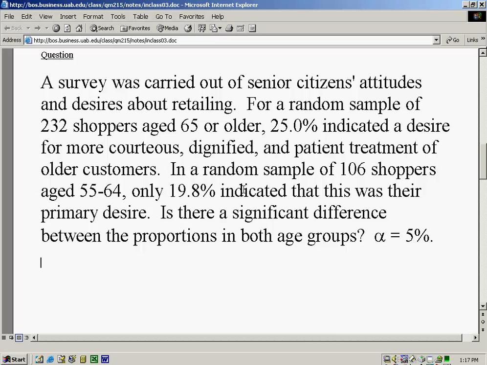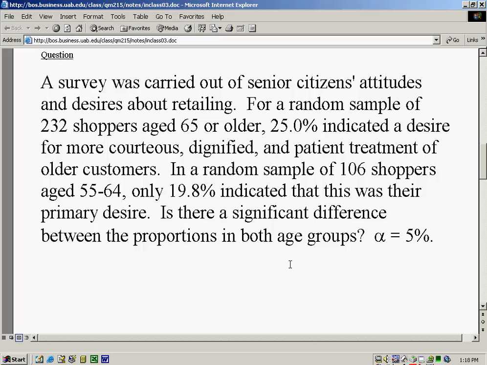We'll now look at an example of a two-sample proportions problem. A survey was carried out of senior citizens' attitudes and desires about retailing. For a random sample of 232 shoppers aged 65 or older, 25.0% indicated a desire for more courteous, dignified, and patient treatment of older customers. In a random sample of 106 shoppers aged 55 through 64, only 19.8% indicated that this was their primary desire. Is there a significant difference between the proportions in both age groups?